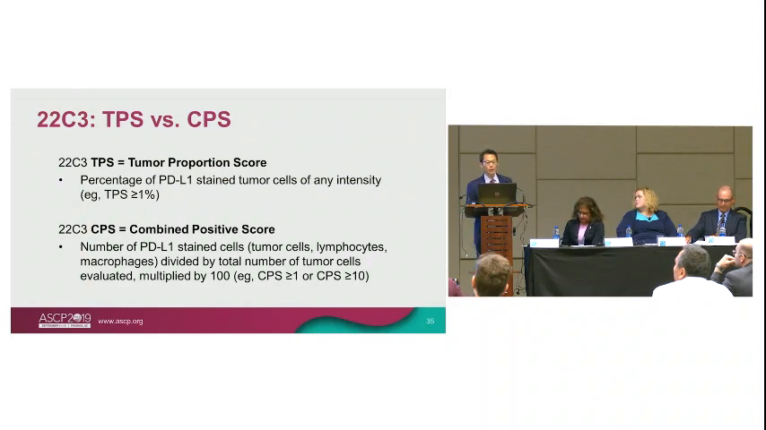Just very briefly, tumor proportion score is reported as a percentage, the percentage of stained tumor cells of any intensity in that tumor area, whereas combined positive score looks at both tumor cells as well as the immune cells, the lymphocytes, the macrophages. CPS is not reported as a percentage, even though it is a percentage, but is reported as a number like 1 or 2 or 10 and so on.